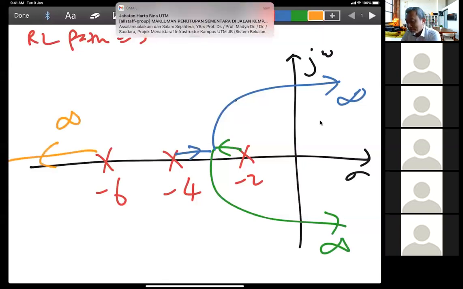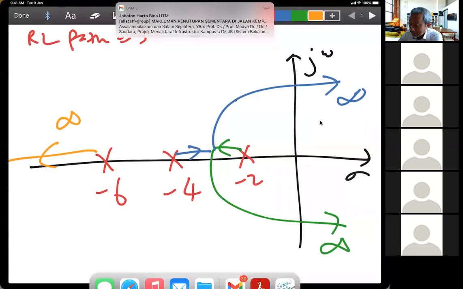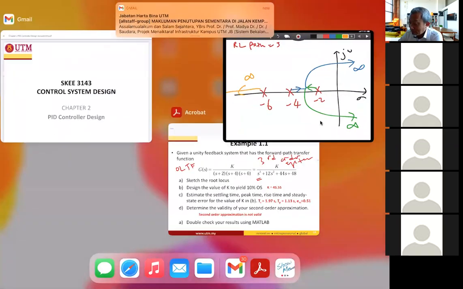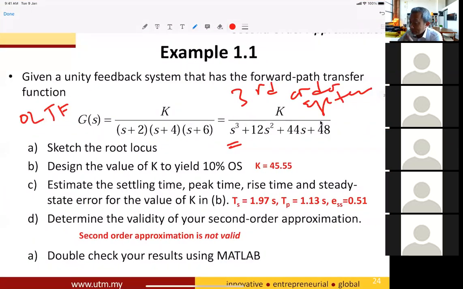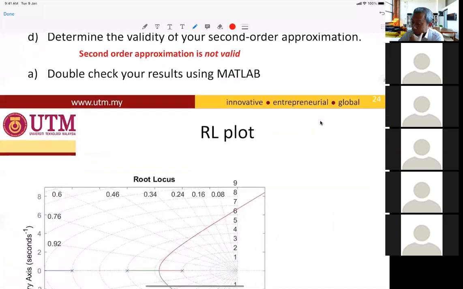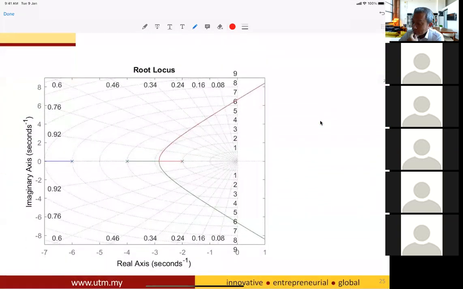Correct. Okay, so that is the shape. Okay, the freehand draw. Sketch the root locus. Okay, so we compare with the computer plot here. I hope you know already how to plot this using MATLAB.